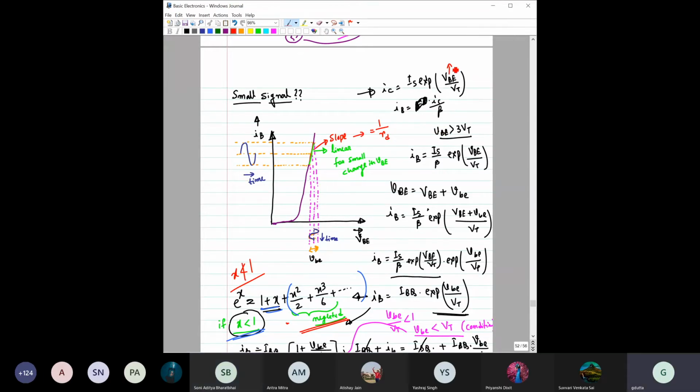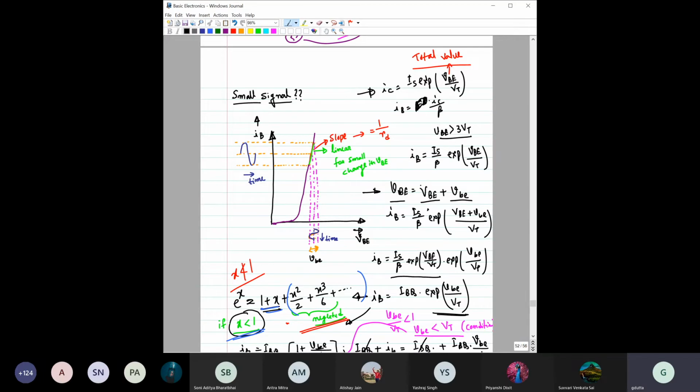What is this V of BE? This is the total value, right? So that means V of B is due to that AC part plus DC part, right? So I should have made this notation a bit carefully. This should be like this. Right? So you see from here, this V of B is equal to this DC part plus the AC part, right?